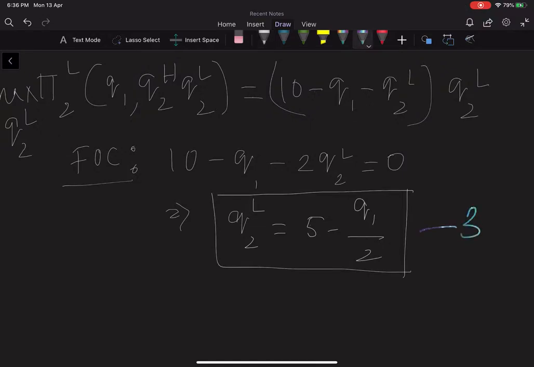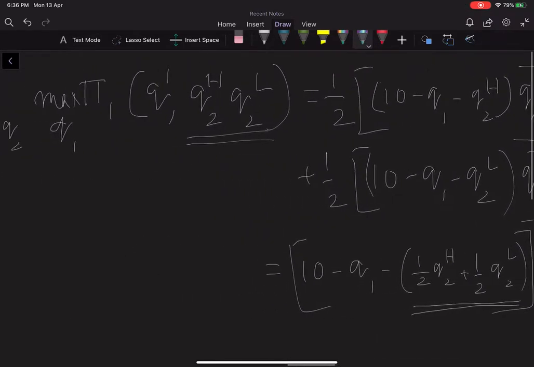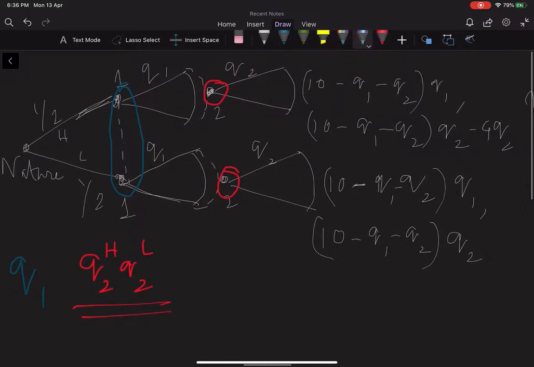So that's equation 3. So there are 3 best response equations, one for player 1 and 2 best responses for each of the 2 nodes of player 2. Let me go back. There you go. Here on the top node, player 2 is choosing Q2H, and on the bottom node player 2 is choosing Q2L, and each of those choices would have to be optimal, right? So each of them has to be profit maximizing. Remember, in that final node also you would have to choose optimally, so each of these would have to be best responses.